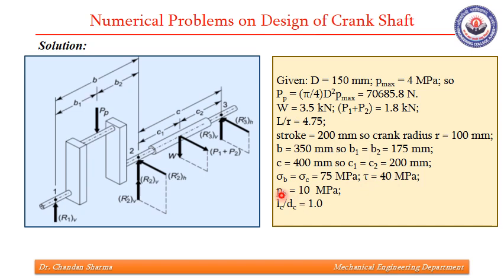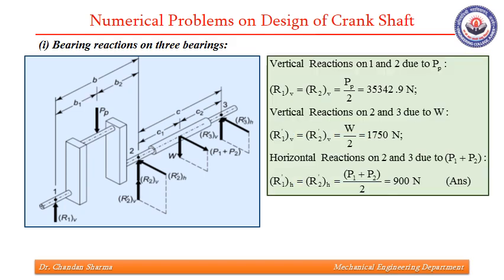Maximum bearing pressure is given to us as 10 megapascals, and LC by DC, that is length of crank pin to diameter of crank pin, is given to us as 1. So with the help of the given information, we would like to calculate the desired values. Let's first talk about the bearing reactions.